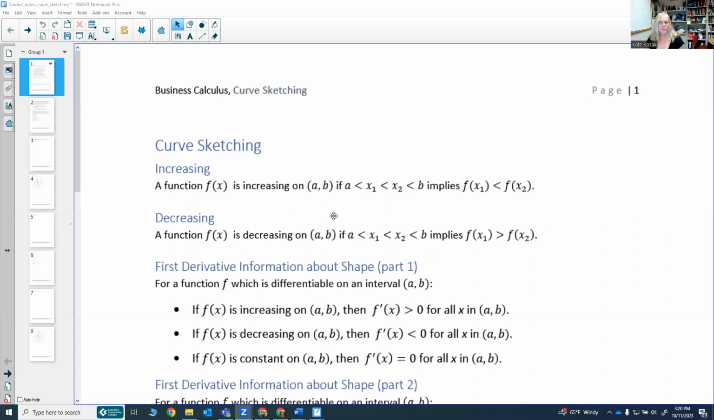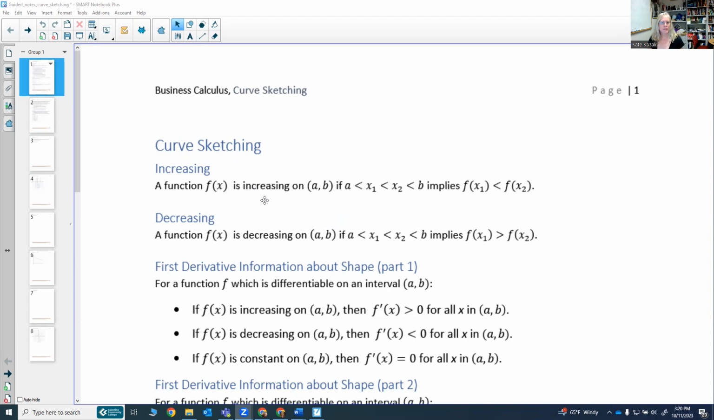This video will be about how to do curve sketching. First off, we need a few definitions. Increasing: a function f of x is increasing on an interval from a to b if a less than x1 less than x2 less than b implies that f of x1 is less than f of x2.